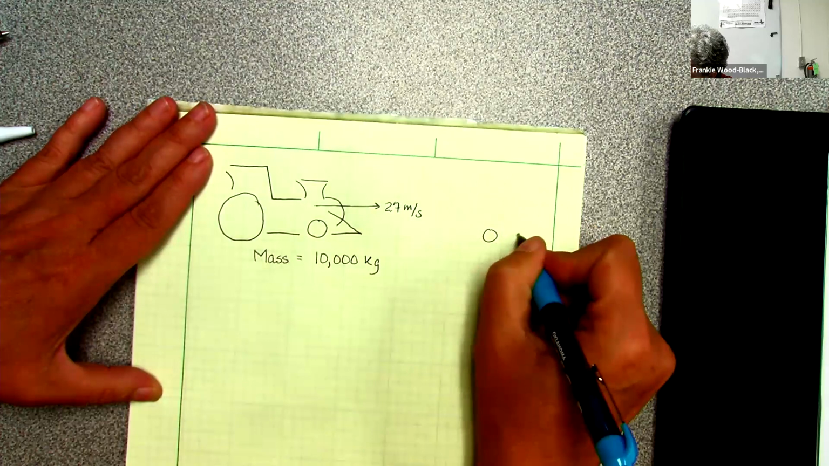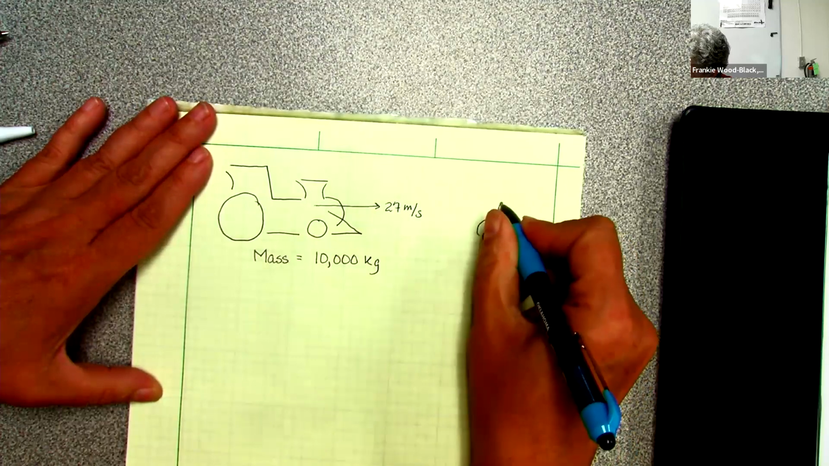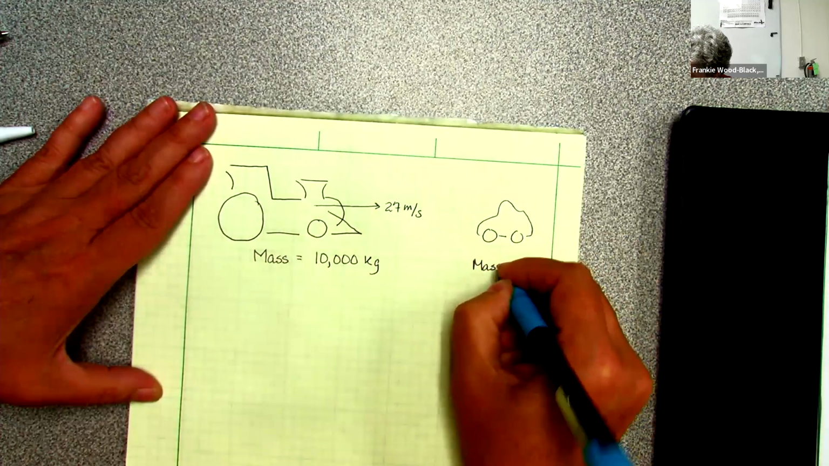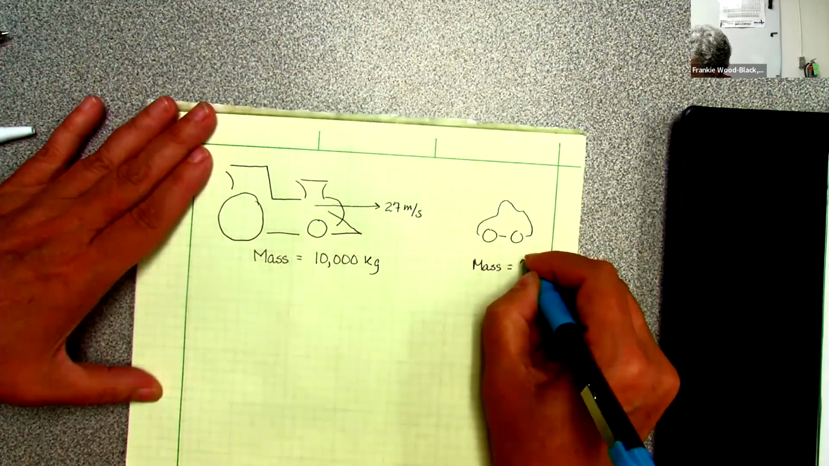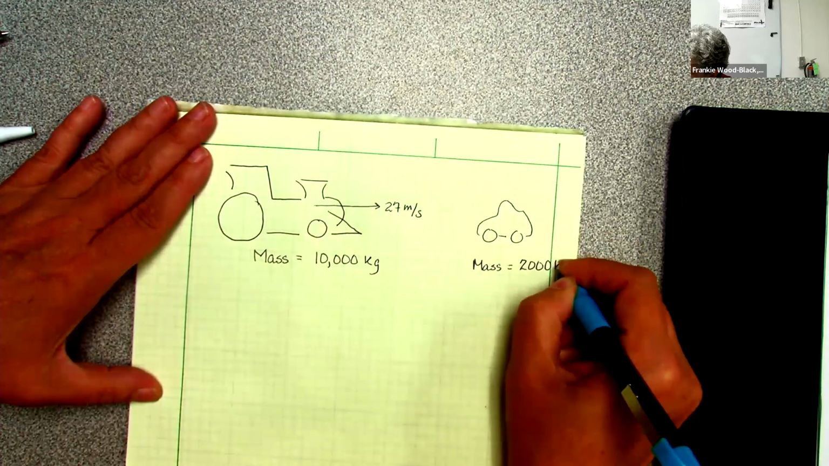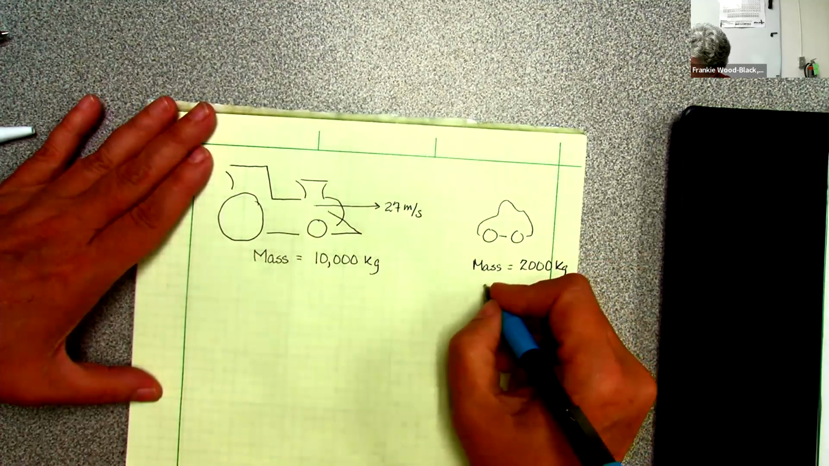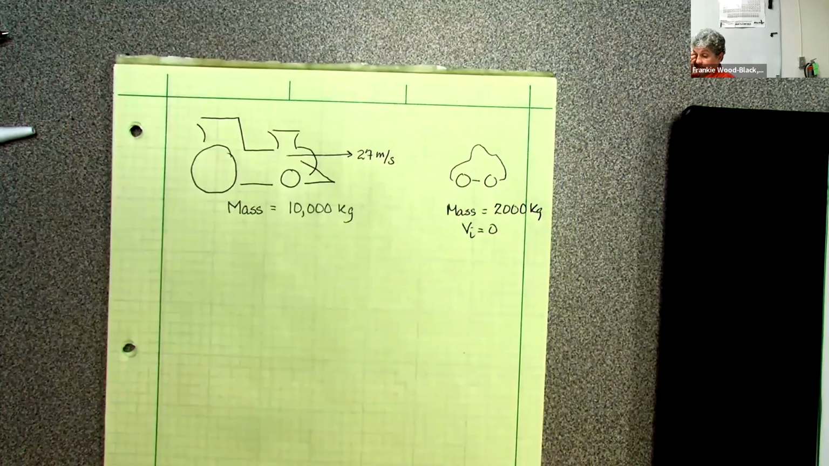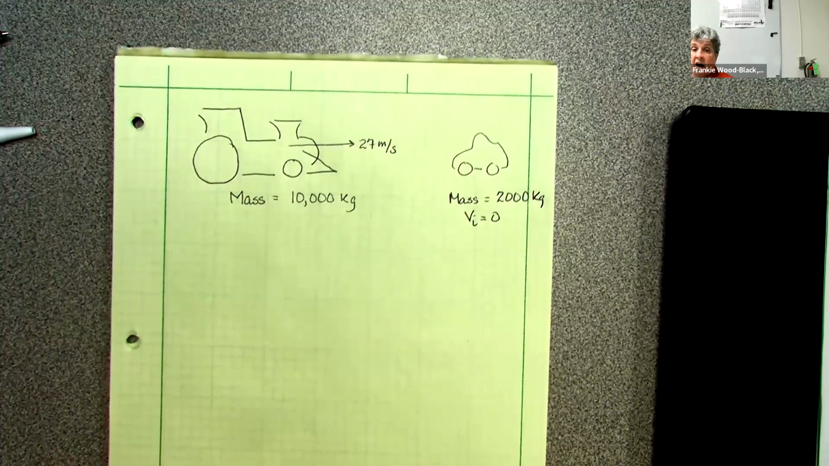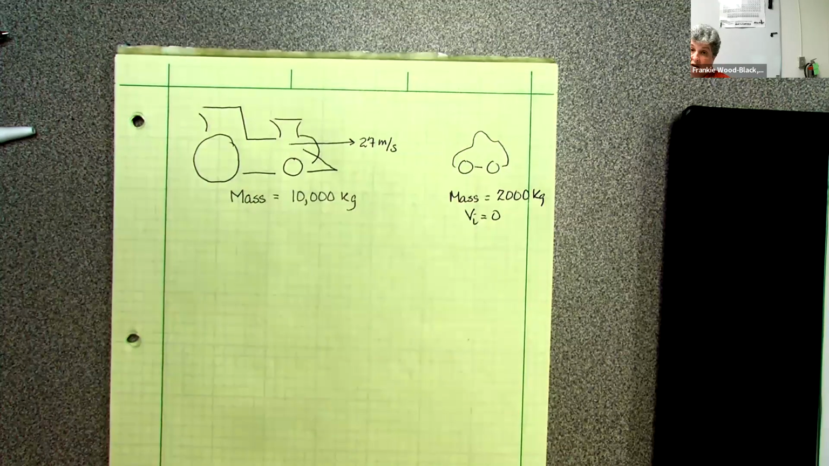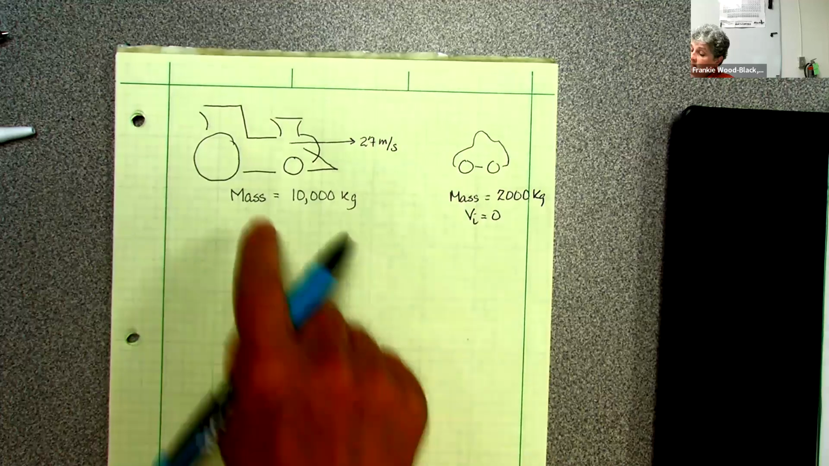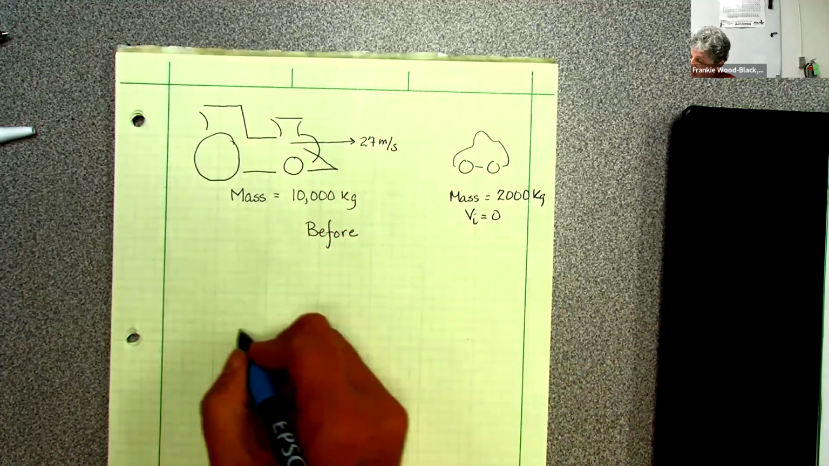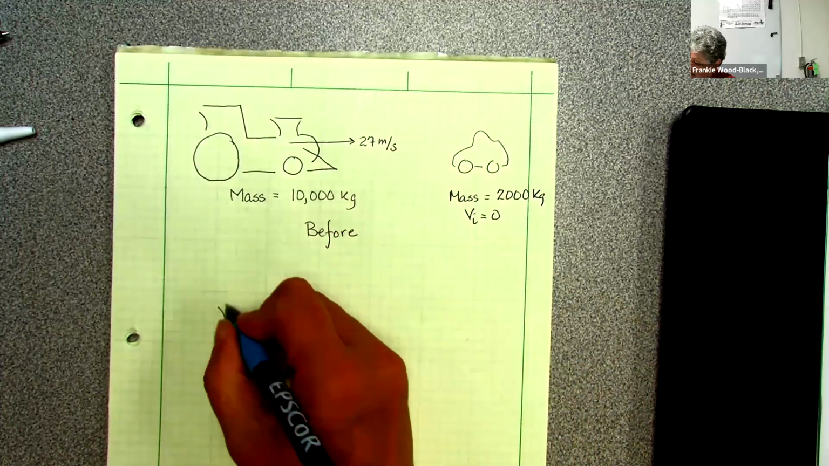And we're going to have a lovely little Dr. Seussian beetle car here that has a mass of 2,000 kilograms and is stuck on the track, and its initial velocity is equal to 0. We're going to be nice to the little car. So this is the before situation. The after situation is going to look a little bit like this.